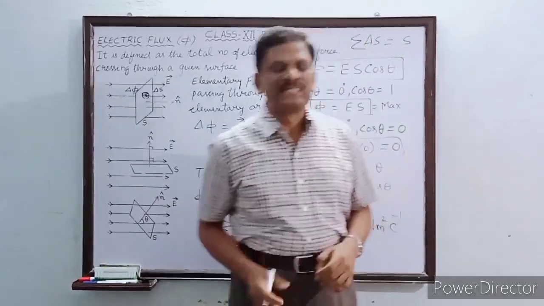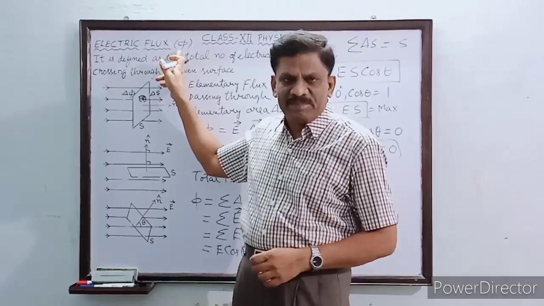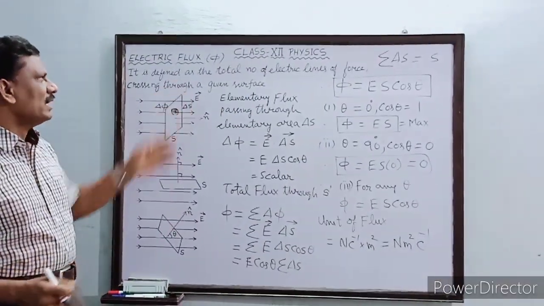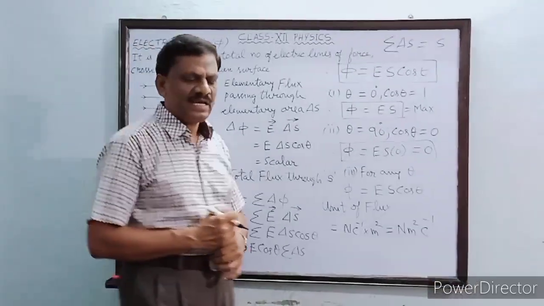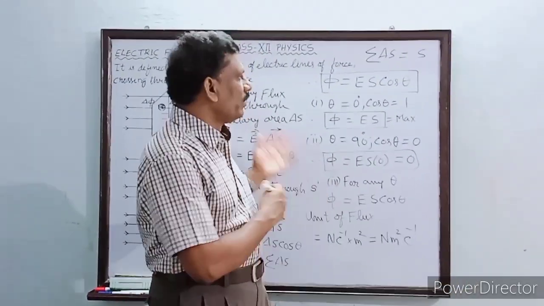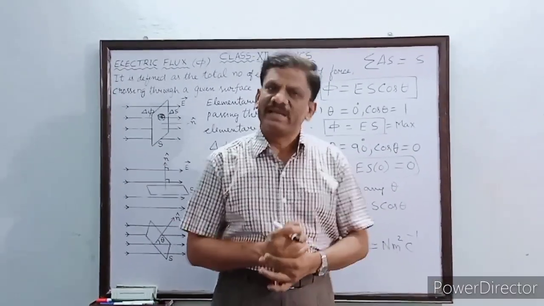So I am repeating once again, electric flux is denoted by the symbol phi, and it is defined as the total number of electric lines of force crossing through a given surface inside an electric field. I hope you have understood. Now we are going to study Gauss' law, which is based on the electric flux.